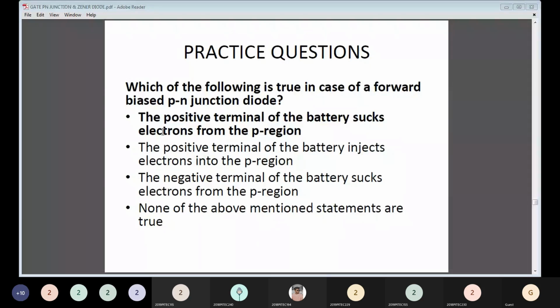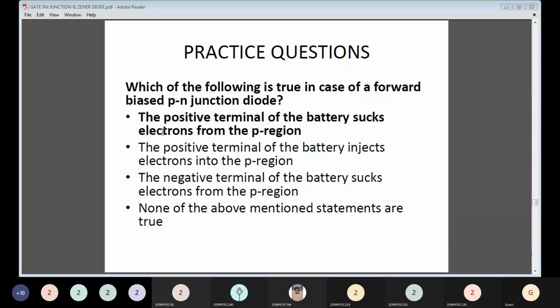Which of the following is true in case of a forward biased PN junction diode? The four options are: positive terminal of the battery sucks electrons from the P region. Positive terminal of the battery injects electron into the P region. The negative terminal of the battery sucks electron from the P region. None of the above mentioned statements are true. So you have to keep this in your mind.